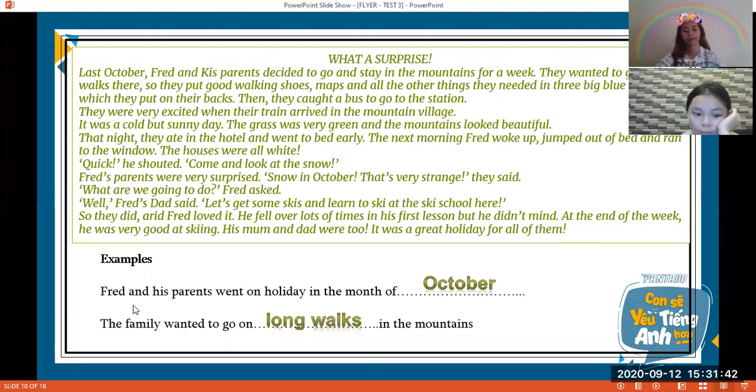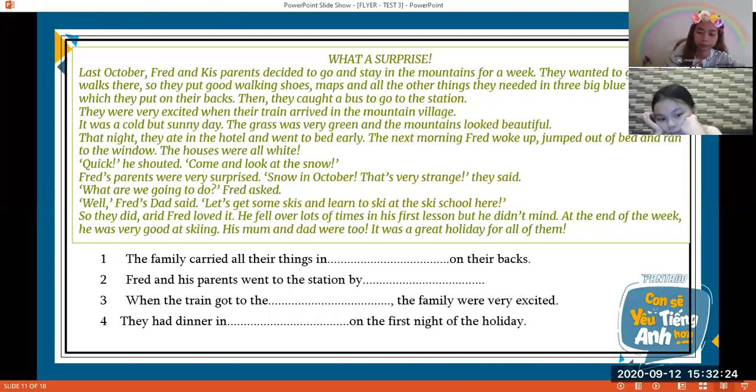Fred and his parents went on holiday in the month of October. The family wanted to go on long walks in the mountains. So the example sentences are completed with the words October and long walks. Here you're going to look at the story and complete the sentences. Number 1. I will give you 5 minutes to answer this.